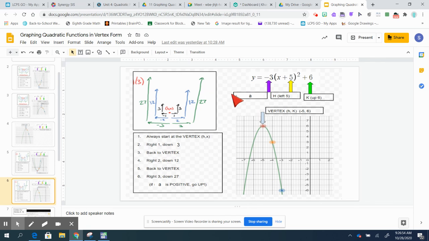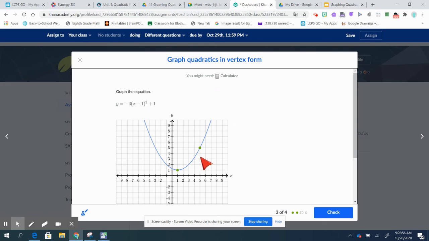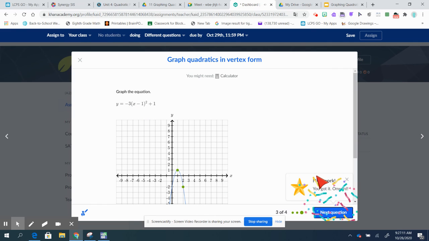So we're going to go right 1, down 1, bring our point over here, right 1, down 3: 1, 2, 3. Okay, and we can see that this is our vertical stretch, which is what we should have when we have a whole number. It should be getting skinnier. So let's check. And we got it right.